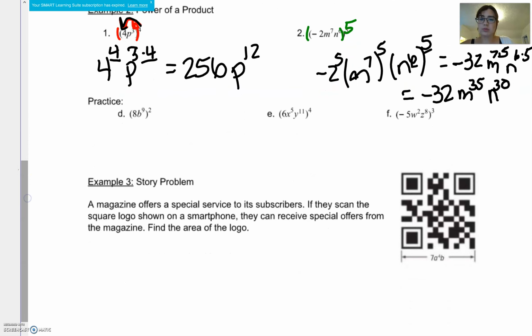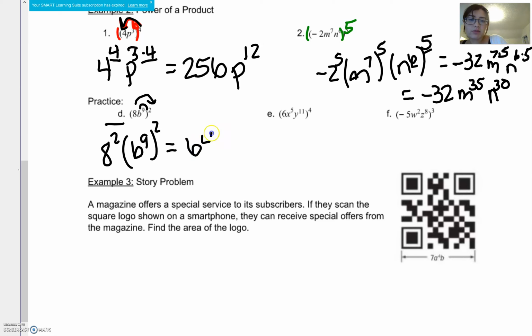So when you go down to practice question D, you're going to do 8 to the 2nd power, and then b to the 9th power to the 2nd power, which will just look like this. 8 to the 2nd power is 64. Then you're going to do b to the 9 times 2 power, which will just be 64 b to the 18th. So our power to a power rule is just to multiply your exponents.